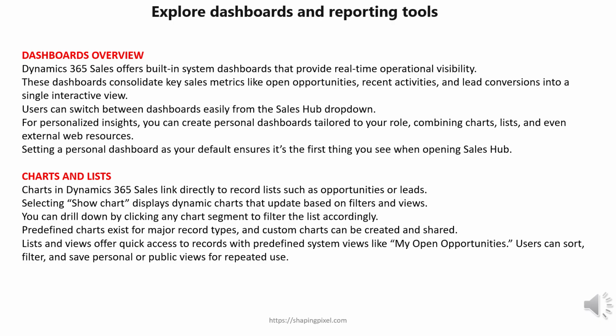Charts and lists. Charts in Dynamics 365 Sales link directly to record lists, such as opportunities or leads. Selecting Show Chart displays dynamic charts that update based on filters and views. You can drill down by clicking any chart segment to filter the list accordingly. Predefined charts exist for major record types, and custom charts can be created and shared.